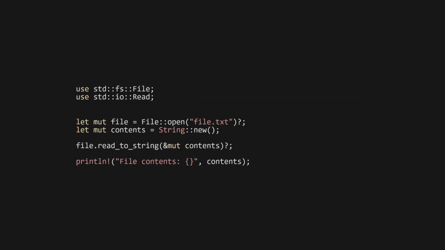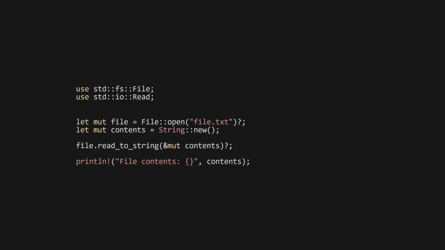The std::fs module provides functionalities for working with the file system. You can use it to read and write to files, create directories, manage permissions, and more. Let's see an example of reading from a file. In this code, we open a file using File::open and read its contents into a string using read_to_string. The std::fs module provides a rich set of functions and types for file I/O operations, allowing you to work with files seamlessly in Rust.